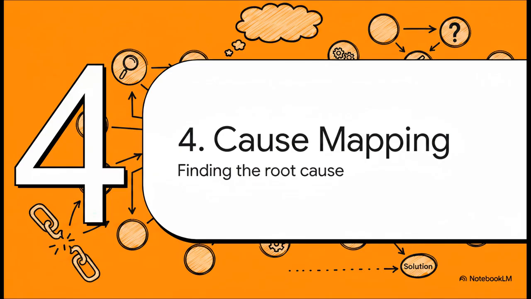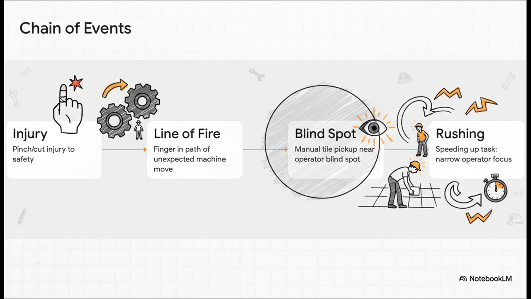Moving on to step 4, cause mapping analysis. Okay, this is where the investigation gets really fascinating. By tracking the why chain backward, the whole picture comes into focus. Step 1, we have the impact to safety, the pinched finger. Why did that happen? Step 2, his finger was in the line of fire and the machine unexpectedly moved. Well, why was he in the line of fire? Step 3, he was manually picking up tiles in a blind spot while the machine had incredibly imprecise controls.